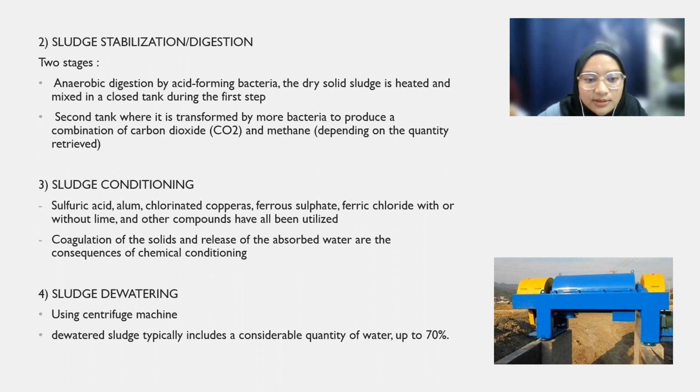Next, it goes through the sludge conditioning, in which sulfuric acid, alum, chlorinated copper, ferrous sulfate, ferric chloride with or without lime, and other components have all been utilized. The coagulation of the solids and release of the absorbed water are the consequences of chemical conditioning. The fourth process is the sludge dewatering. It uses the centrifuge machine. Dewatered sludge typically includes a considerable quantity of water, up to 70%.